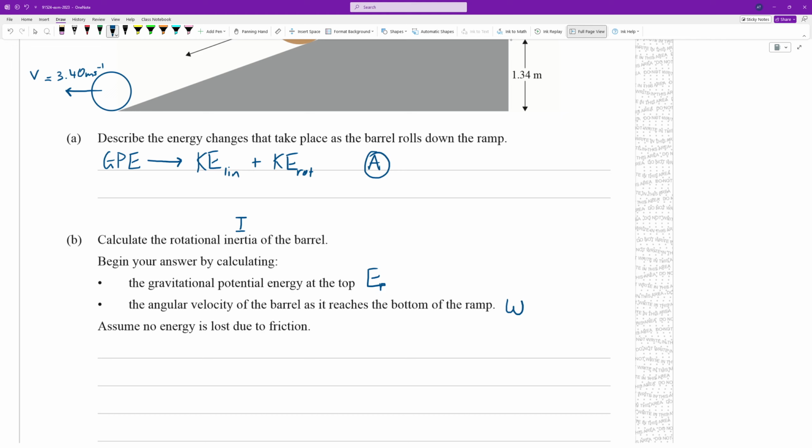And so let's do what they say. Let's work out the gravitational potential.